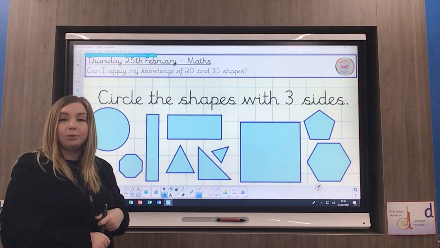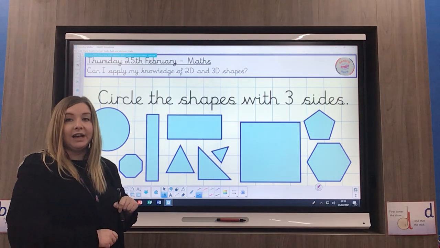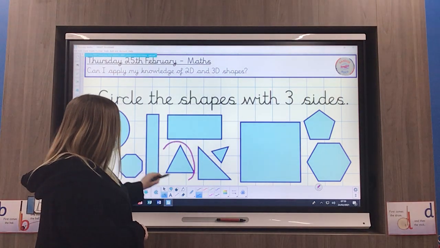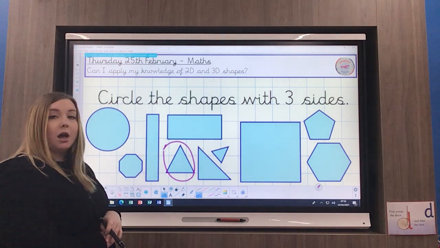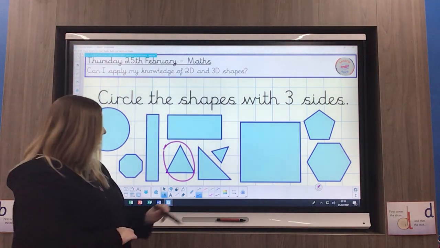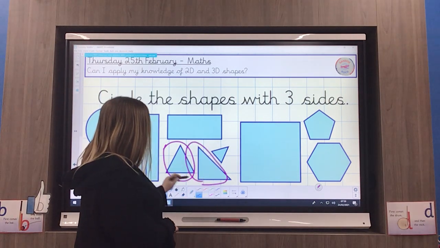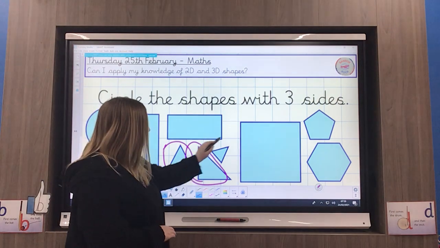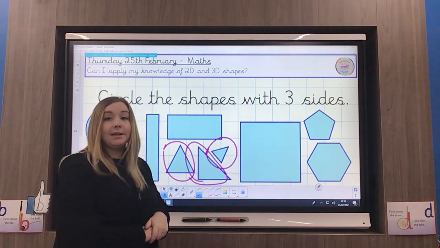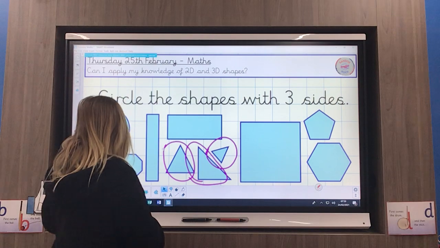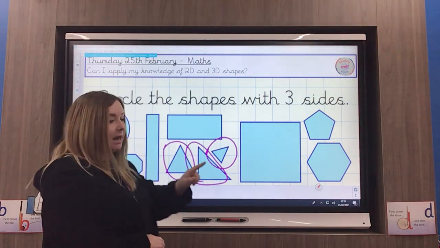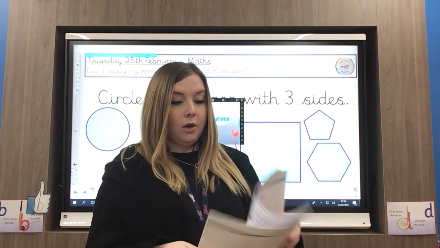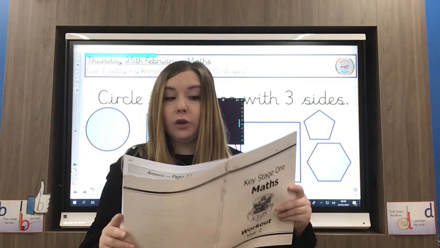Okay, so I'm looking for a shape with 3 sides. Has anybody spotted one? I want you to point to it on your device that you're using. Okay, so I can see one here. That's one triangle. Are there any other triangles? Okay, here's the next one. And are there any more? Brilliant. Okay, so I've circled my 3-sided shape. So if I get my visualiser on and we go to our booklets now, Year 4, you're going to be turning to page number 31.